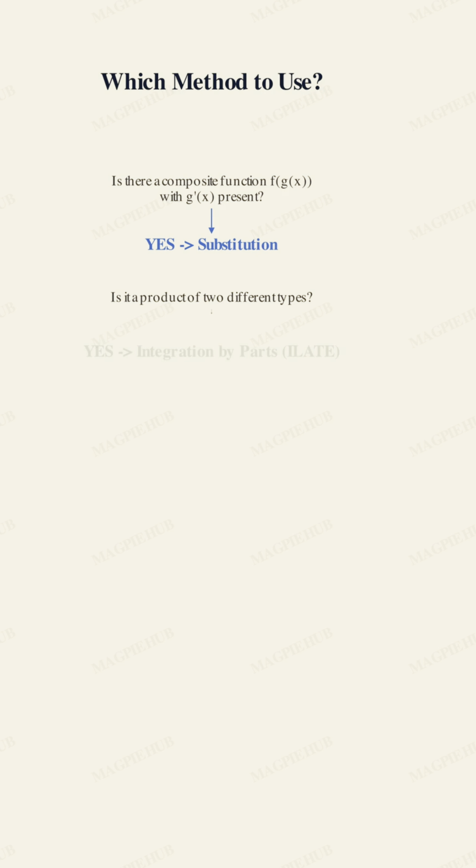When should you use each method? If you see a composite function with its derivative present, use substitution. If the integrand is a product of two different function types, like algebraic times trigonometric or algebraic times exponential, use integration by parts with the ILATE rule.